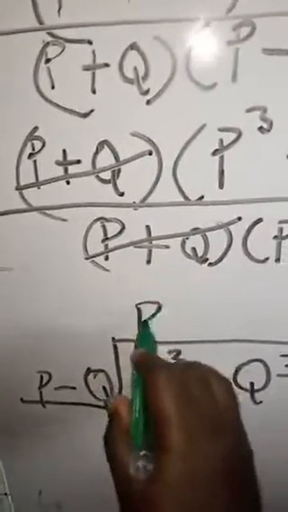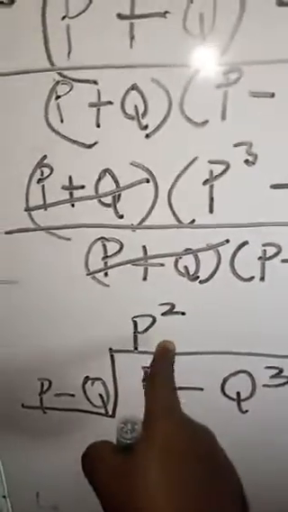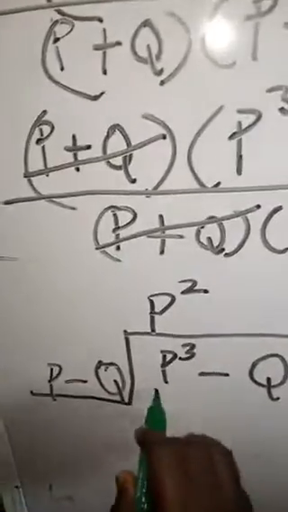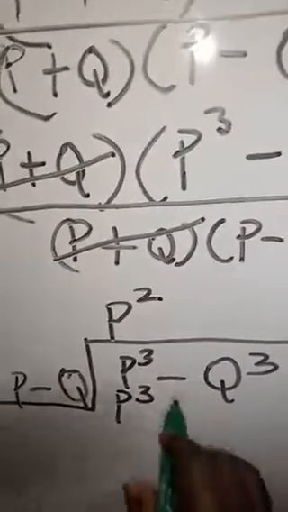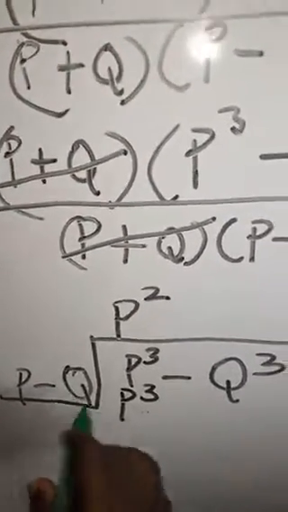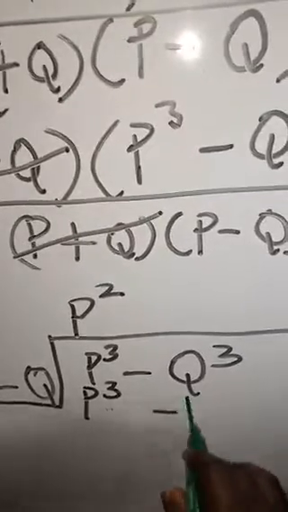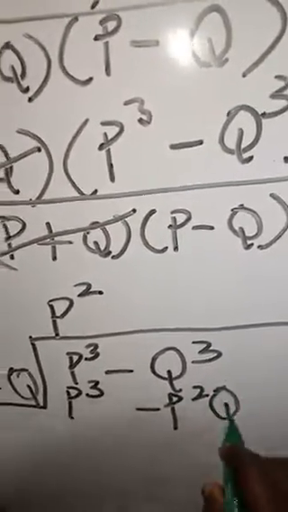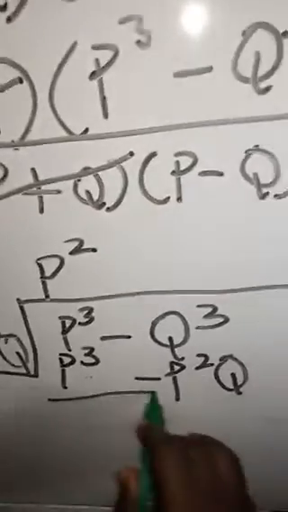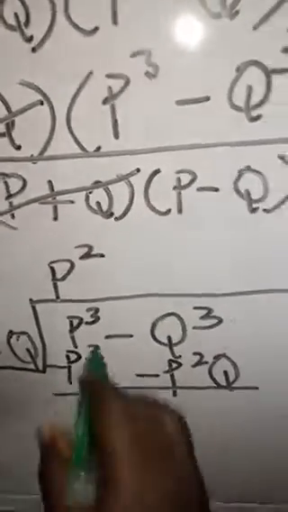P cube divided by p will give us p square. Then you multiply this p square by this and this. P square times p gives us p cube. Then p square times minus q gives us minus p square q. Then the next step is to subtract. P cube minus p cube gives us 0.